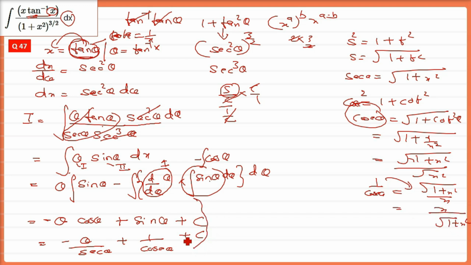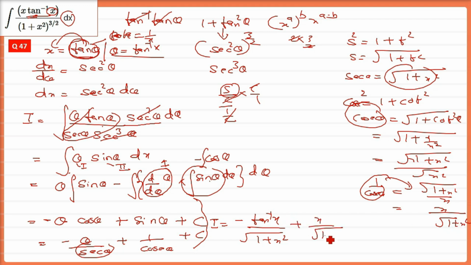Now whatever I have told you, I am just replacing here. Integration final result will be something like this. Theta will be equal to negative tan inverse x, sec theta was under root 1 plus x square, 1 by cosec theta will be written as x by under root 1 plus x square, and plus constant of integration. This is your final integration.